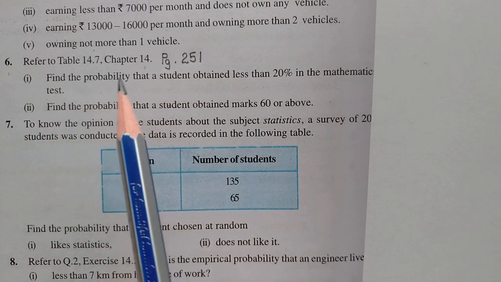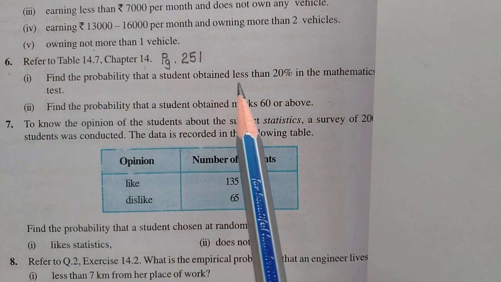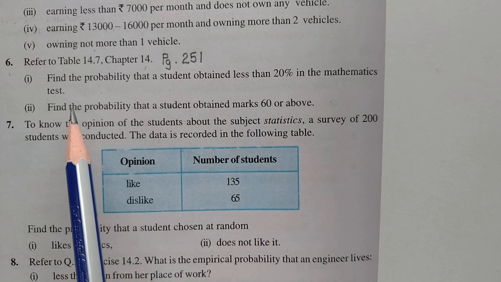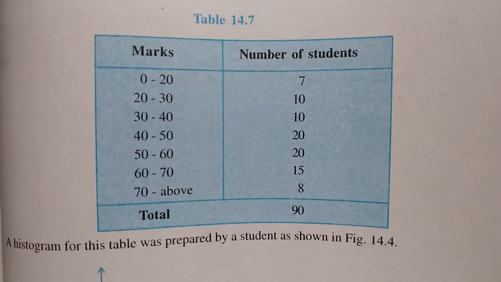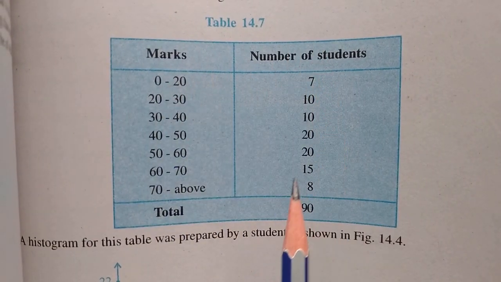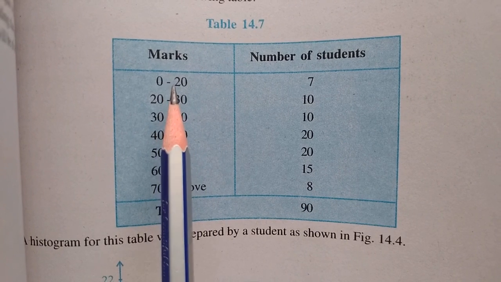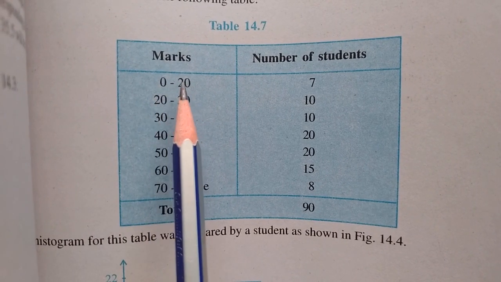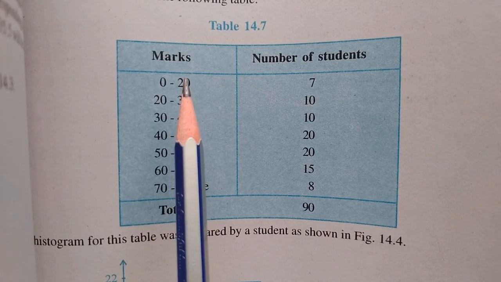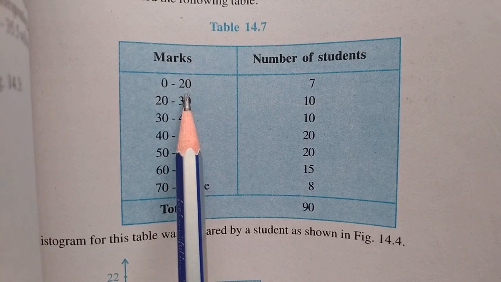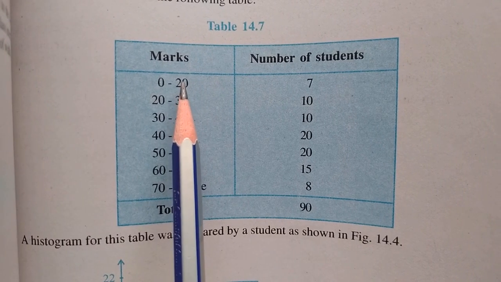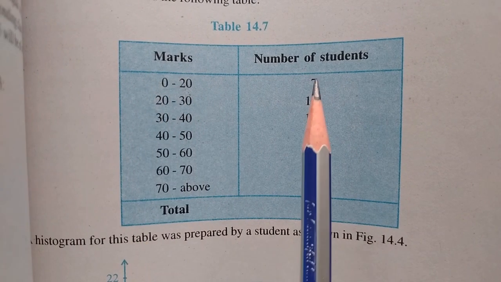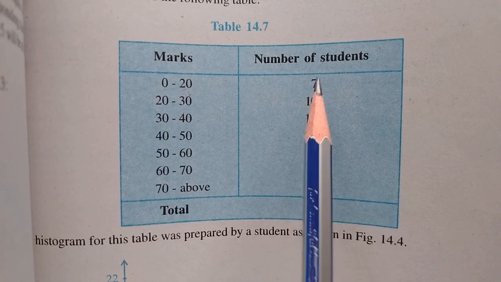The question is, find the probability that a student obtains less than 20% marks in the mathematics test. Let us see the table. Now children, this is the table. In this table, this is the class interval 0 to 20 marks. So here it is given that less than 20. So children, less than 20, from this 20 to this side, the less than side, there are 7 students.